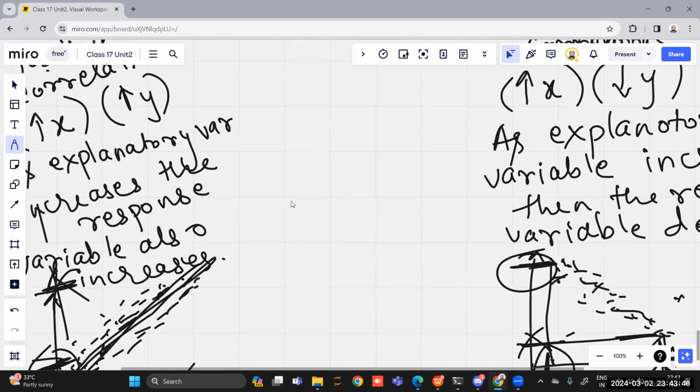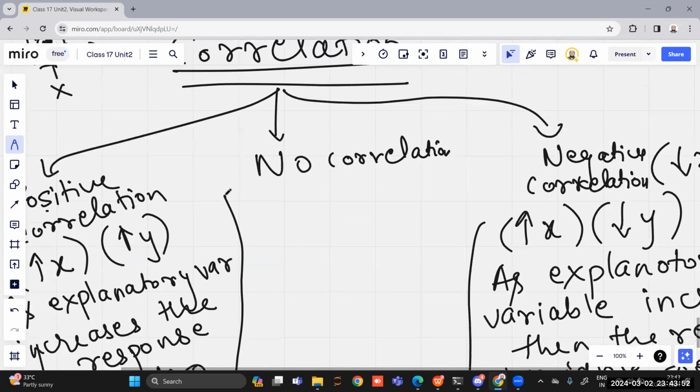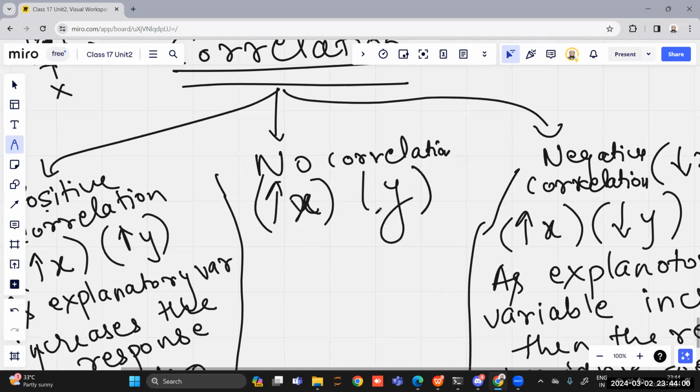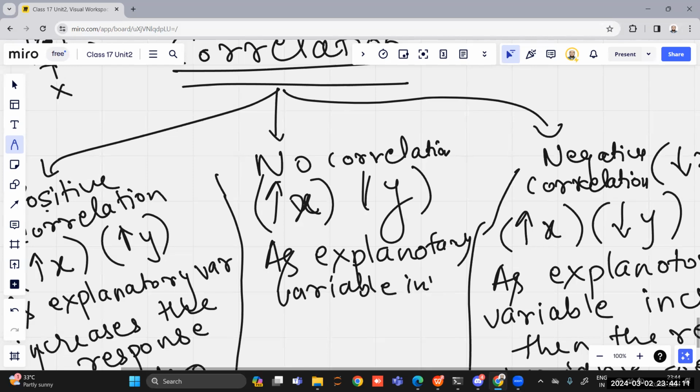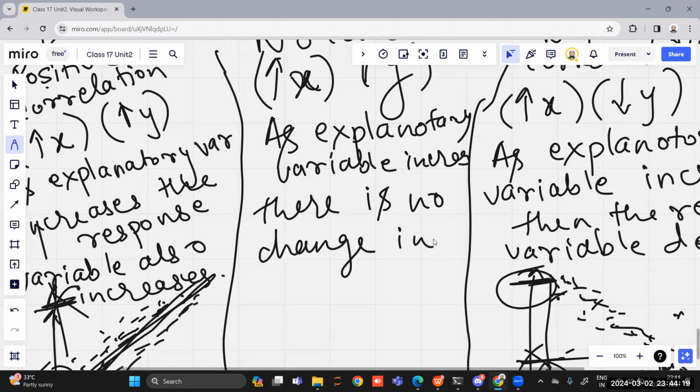And there is the third type that's in the middle of both. That's called no correlation. What does no correlation mean? As x increases, y does not have any effect. There's no pattern. So the explanatory variable increases, there is no change in the response variable. That is called no correlation.